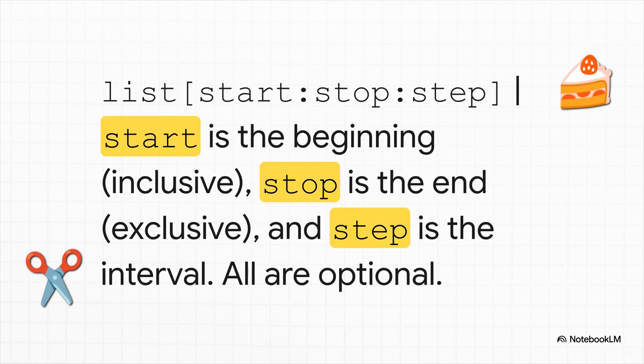Start is where you begin, stop is where you end, and here's the key thing to remember. You go up to, but you do not include the stop index. And step is how many items you skip. You can also leave any of these blank.